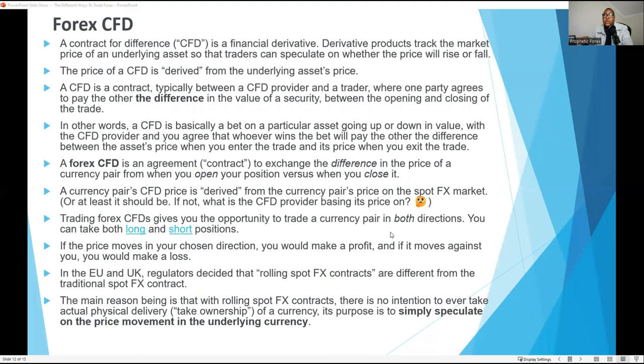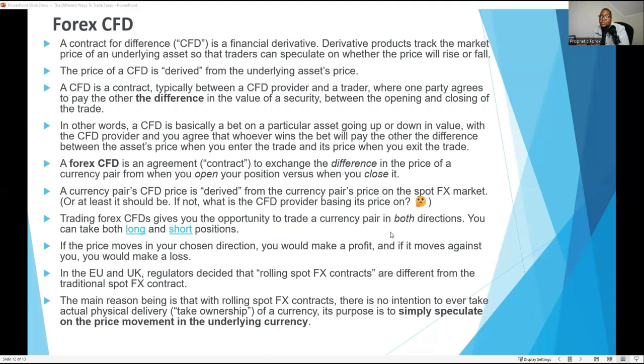Forex CFDs, a contract for the difference. That's what it stands for. Contract for difference is the financial derivative there. The derivative products track the market price of an underlying asset so that traders can speculate whether the price will rise or fall. The price of a CFD is derived from an underlying asset price. A CFD is a contract typically between the provider and the trader where the party agrees to pay the difference in value of the security between the opening and closing of the trade. Okay, now you get what you're actually trading.